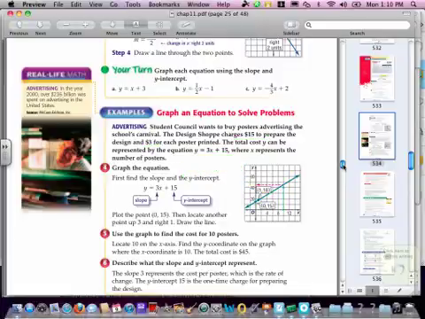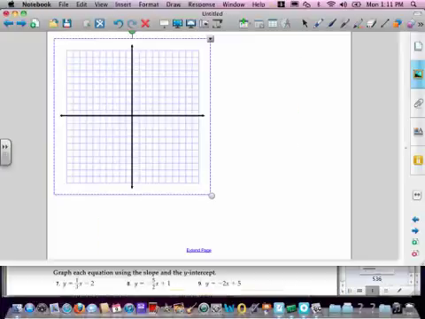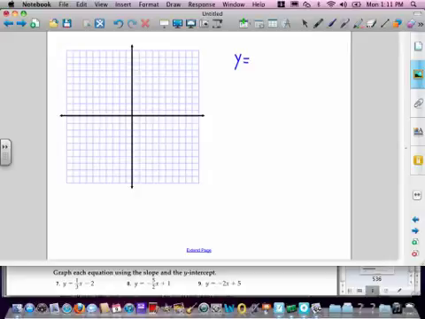All right, I want to do just a little bit more. Okay, for number 5, you've got y equals -1/6 x.